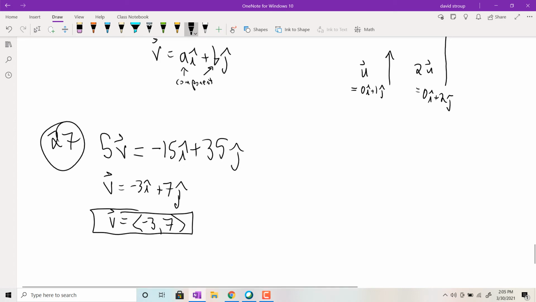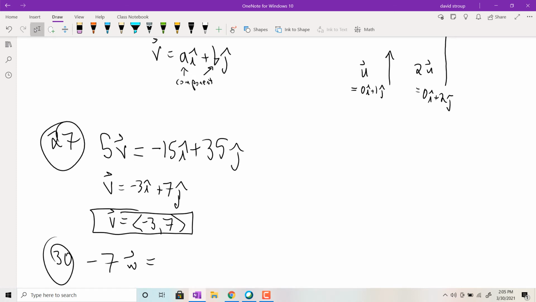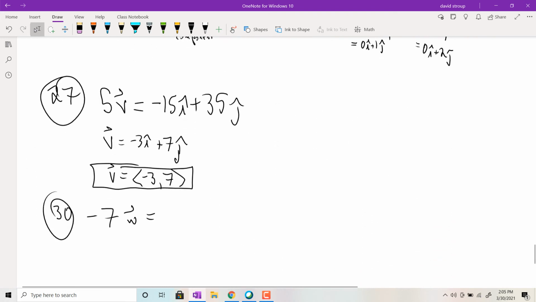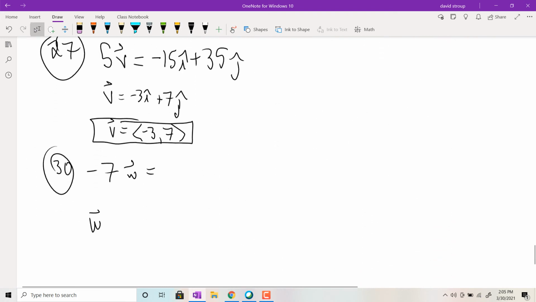Let's look at number 30. We want negative 7 times w. So I need my w vector, negative 1, negative 6.